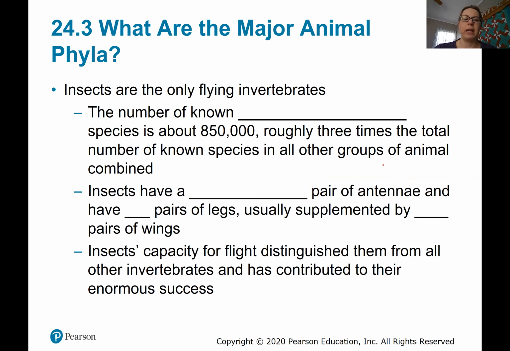Insects are the only flying invertebrates. None of the other invertebrates can fly. Of course, the vertebrates, like birds and so forth, can. So insects are part of class Insecta. Kingdom, phylum Arthropoda, class Insecta. And the number of known insects is 850,000, which is a lot compared to a lot of other organisms.